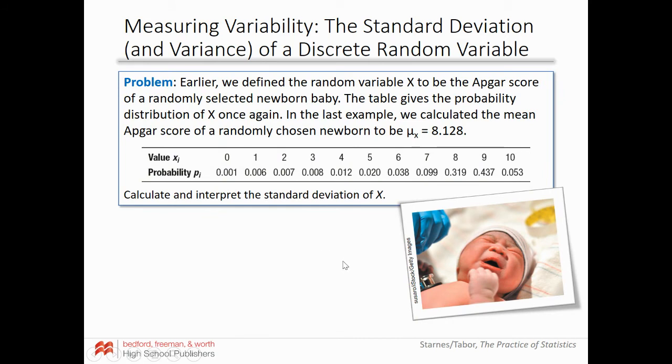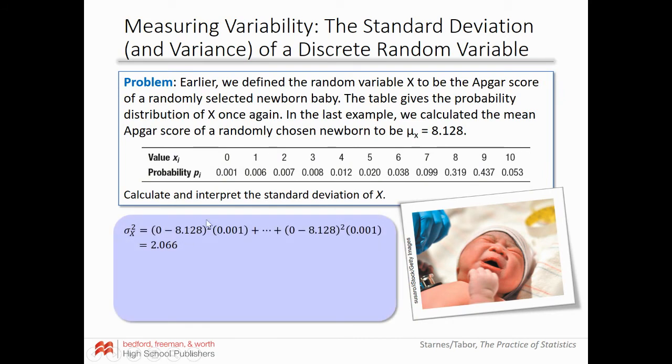So calculate and interpret the standard deviation for our APGAR score. We had already known that our mean was 8.128. So now we do 0 minus that, squared, times probability, plus the second one, 1 minus 8.128 squared times probability, plus dot dot dot plus the last one.